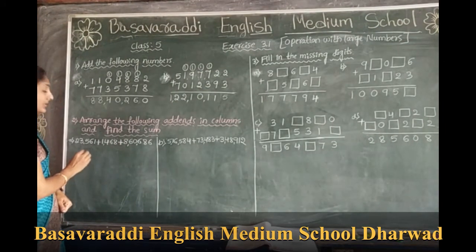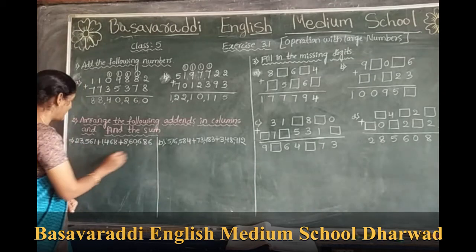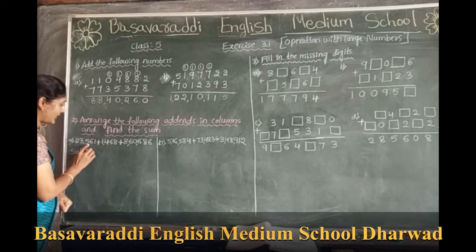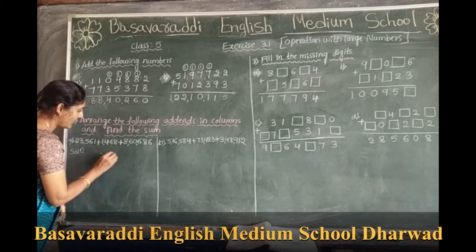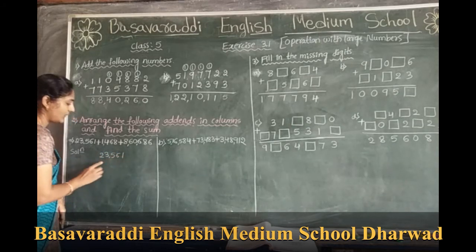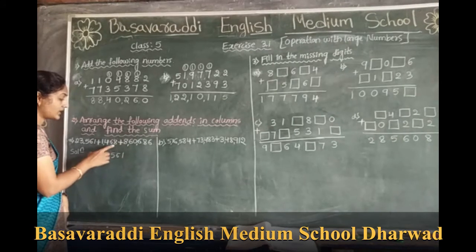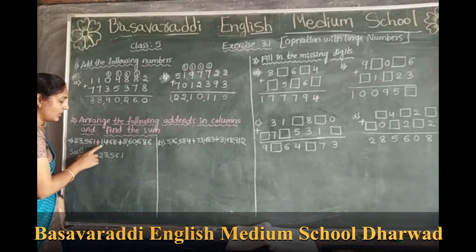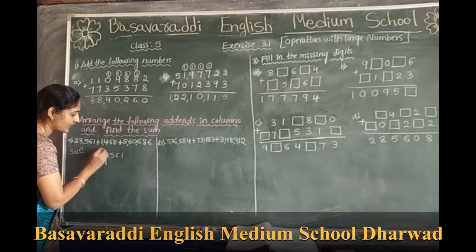We have to arrange the given numbers in the column wise. Okay, let us start. The solution is: the first number is 23,561. The next number is, look here, it is in the thousands place. Okay, we have to write 1 in the thousands place.